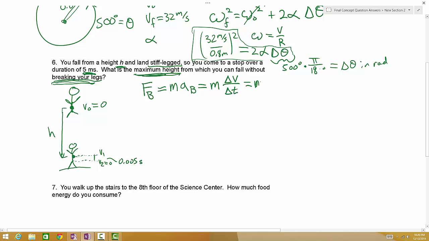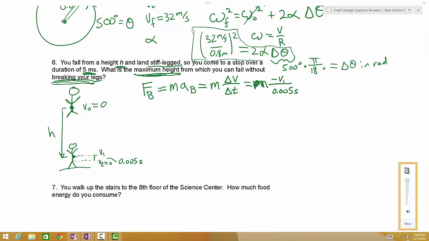So we have our m times, and then our change in v is going to be final minus initial. v2 is 0, so this is going to be minus v1. And then over the change in time, and we know that duration is 0.005 seconds. Okay, so now we have at least a velocity in here, and so we have v1. Okay, that's good because v1's in the picture, so we're getting closer.